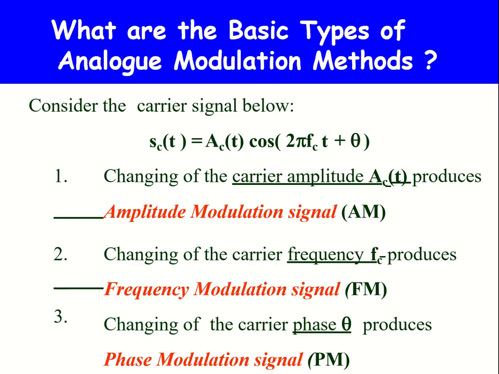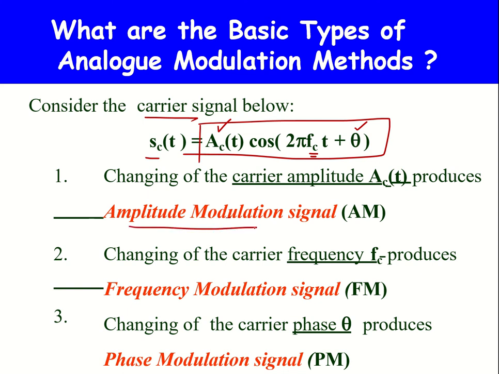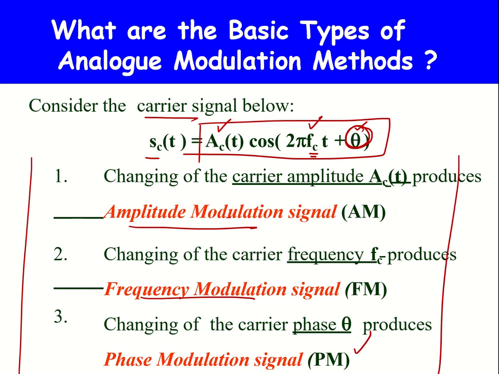So what is basically the amplitude modulation? Usually we represent the carrier using this. There is a carrier signal which has an amplitude, a carrier frequency, and a phase. This is a general representation of a cosine signal. If you change the amplitude of this carrier, that will produce the amplitude modulation. If you change the frequency of this carrier, it will produce the frequency modulated signal. And if you change the phase of this carrier with respect to the message signal, it will produce a phase modulated signal. So this is the basic classification of the different kinds of analog modulations.